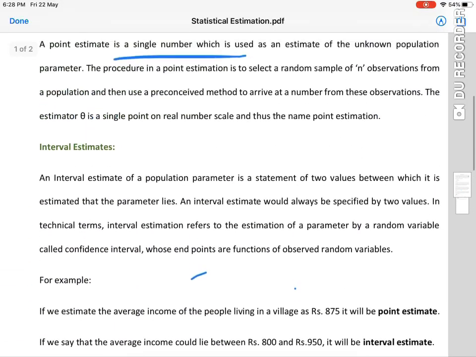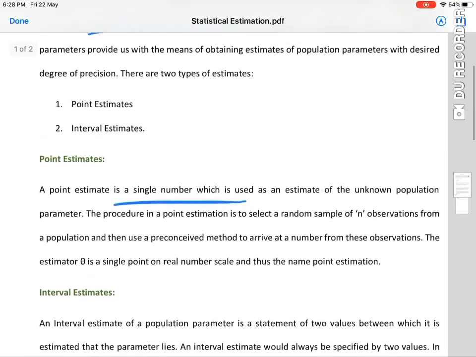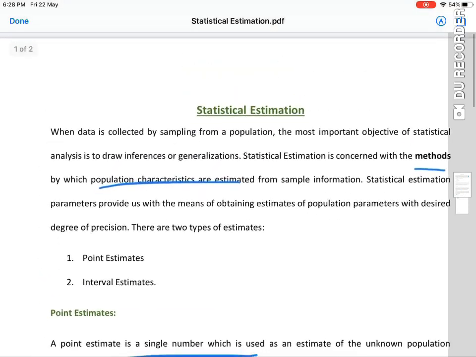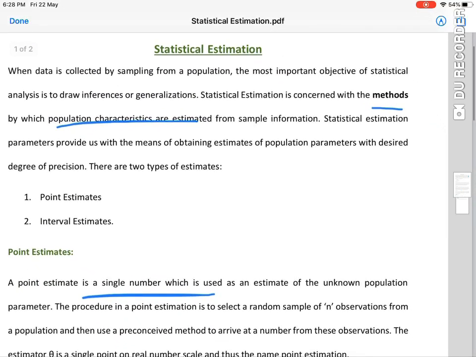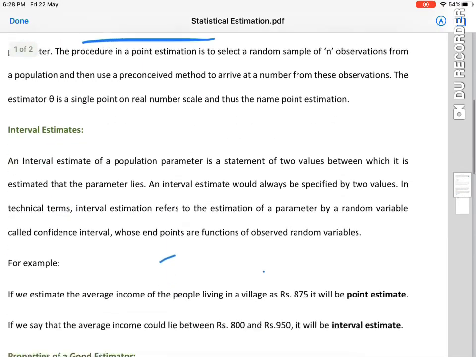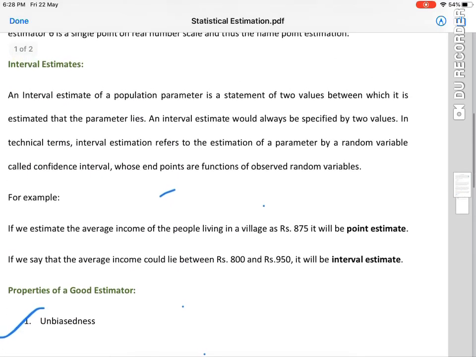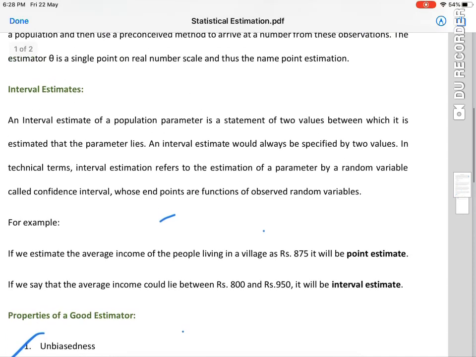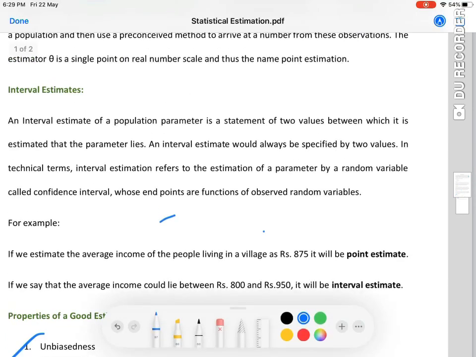Alright, with this we have finished. This is one of the important sessions based on which we solve the problems. And one more important point I forgot to mention earlier is that interval estimation refers to estimation of a parameter by a random variable called a confidence interval. So confidence interval is a very important term here.